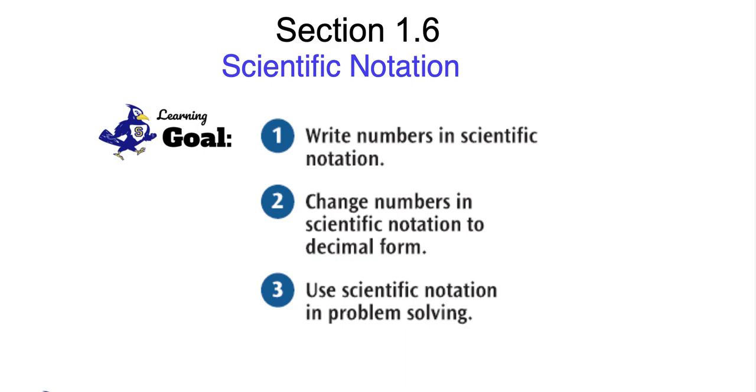All right, everybody, we are going through 1.6 today in intermediate algebra, and that is covering scientific notation. You should have your note sheet ready to roll, and you should be working on your bell ringers right now. So these are our learning goals that we're going to cover. We're going to write things in scientific notation, change numbers to decimals from scientific notation, and use scientific notation in problem solving. So, bell ringers.